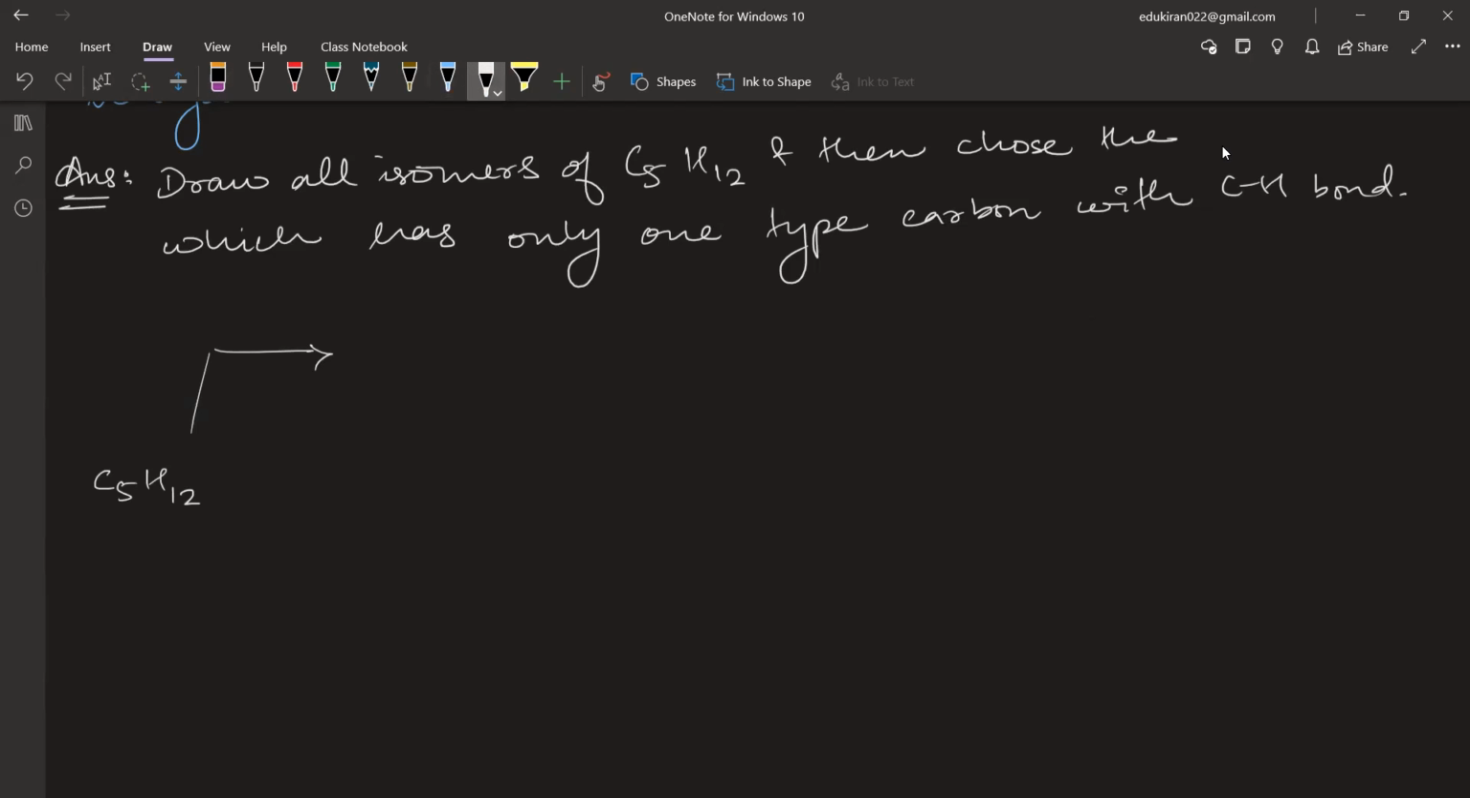So first I will be drawing CH3, CH2, CH2, CH2 and CH3. So I will show this by bond line structure as 5 carbon atoms, right?